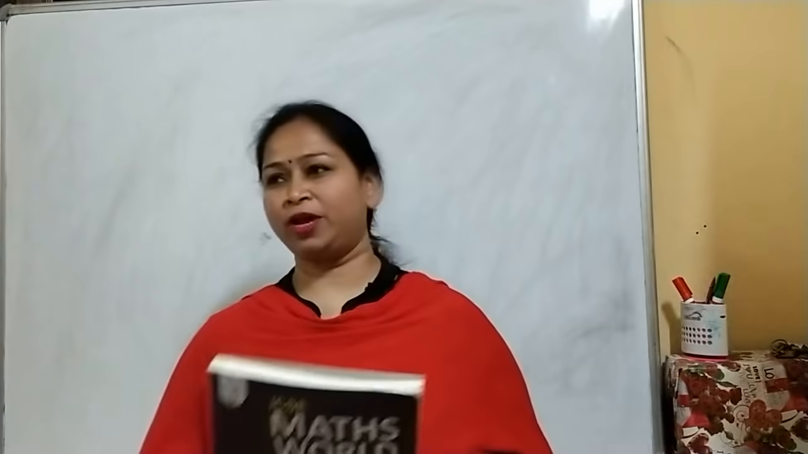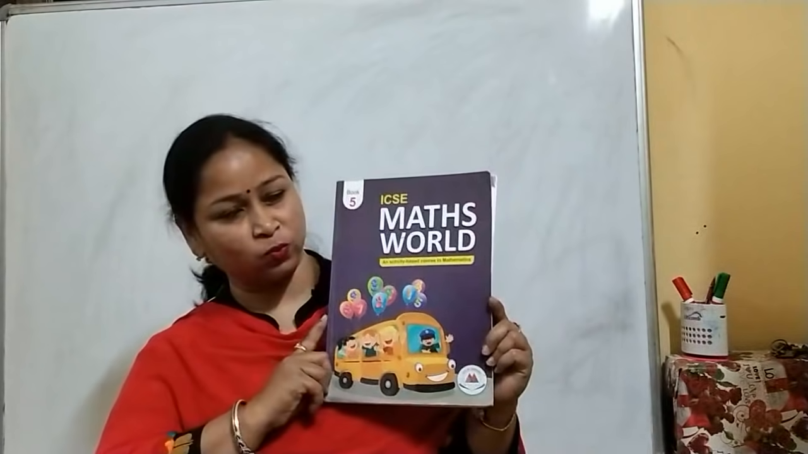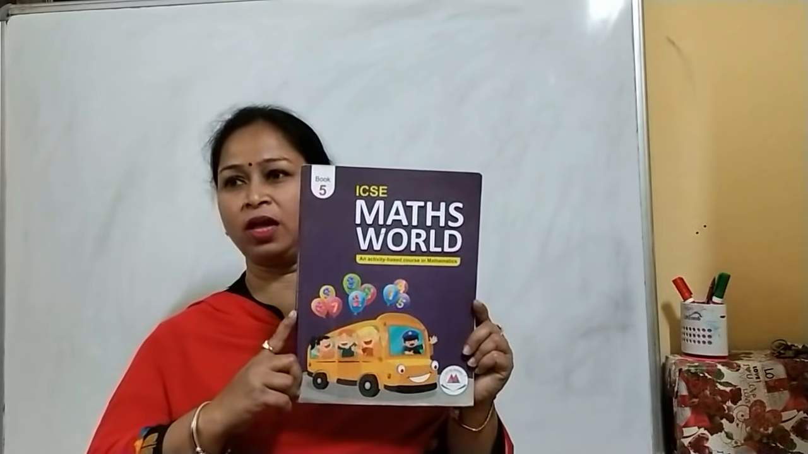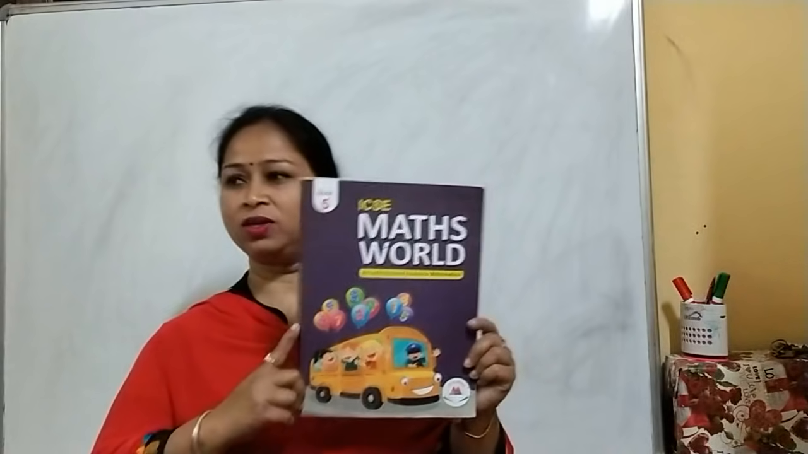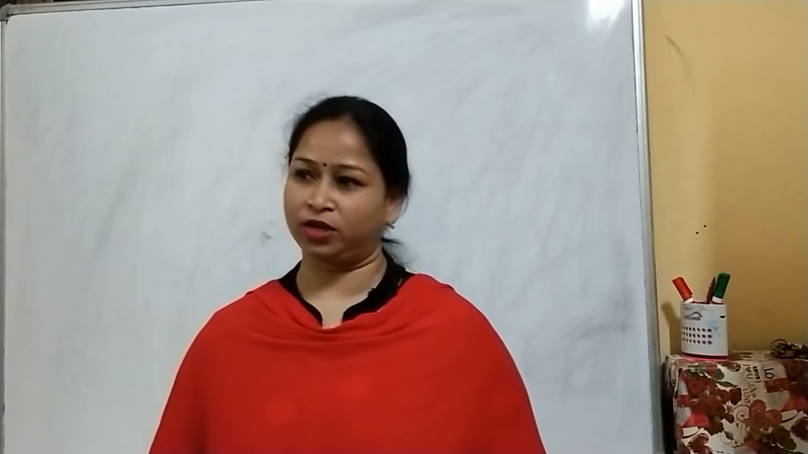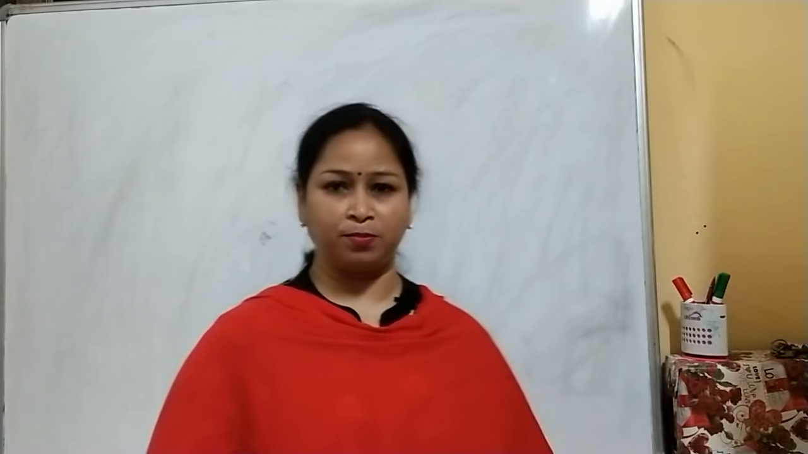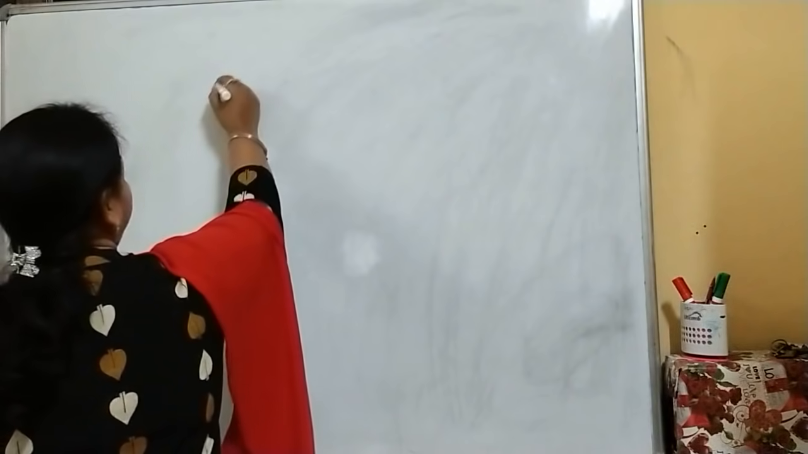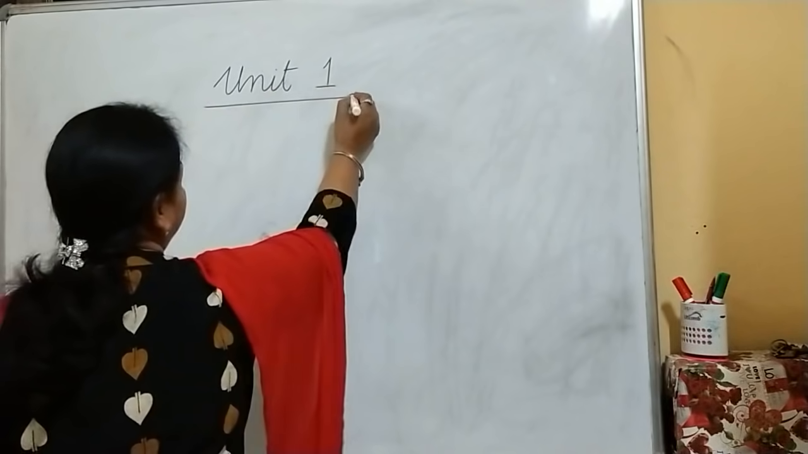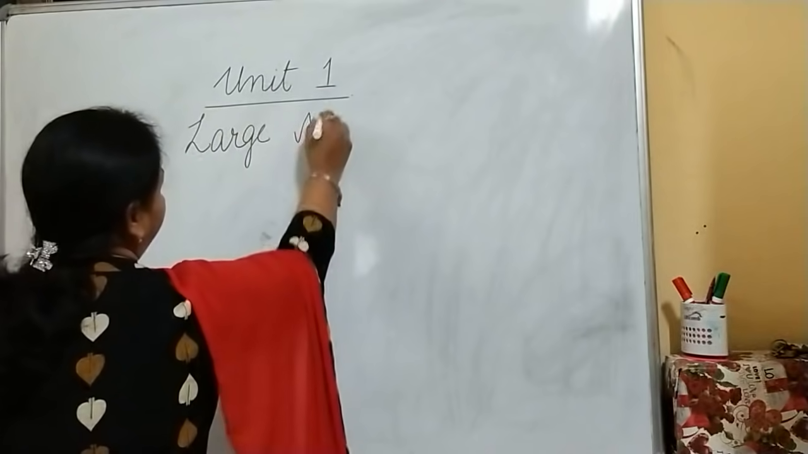First of all, let me introduce the book prescribed for you in class 5. It's Maths World from Marina Publication. Don't worry regarding the books if you don't have them right now, as school will be making them available at your doorstep very soon. The first unit in this book is large numbers. Unit 1, large numbers.